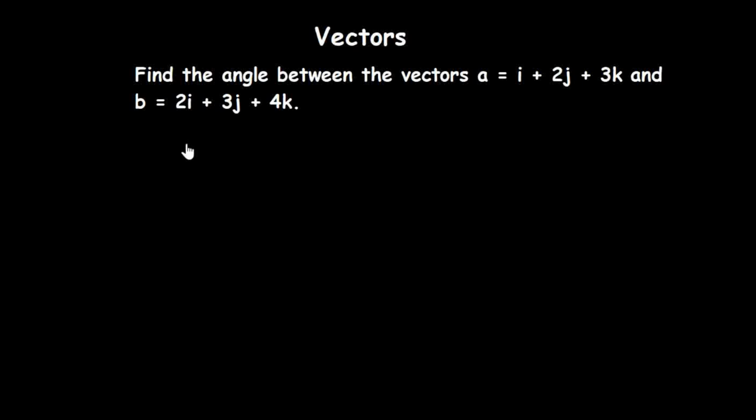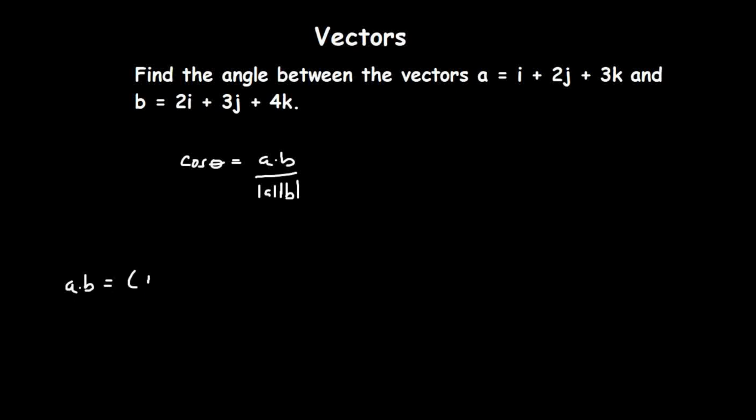To do this, you can use the formula cosine of theta equals the dot product of A and B divided by the magnitude of vector A multiplied by the magnitude of vector B. This angle is the angle from when the two vectors are joined tail to tail. Before you can do this, you have to find the dot product first.